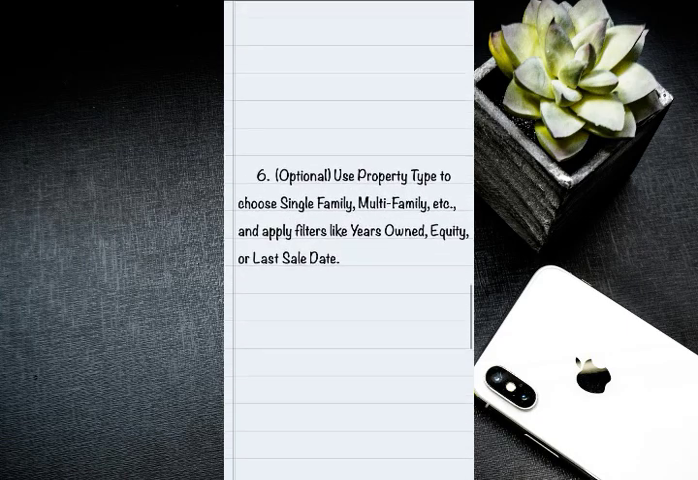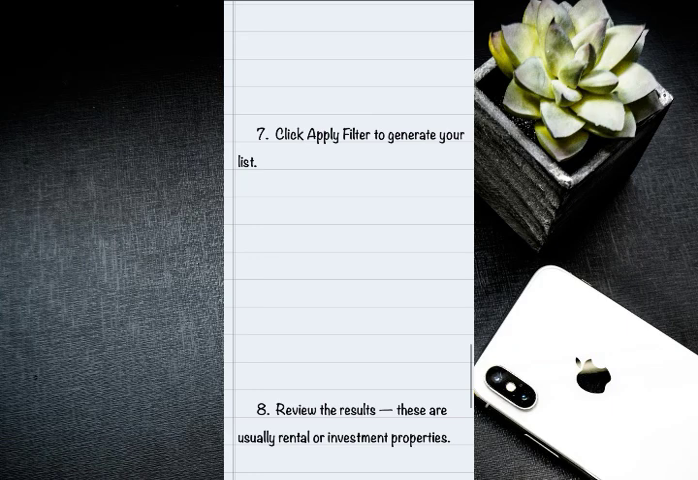Then from there, use the property type to choose the single family or multifamily, or you can also apply the filter like years owned, equity, or last sale date. Then from there, click apply filters to generate your list.